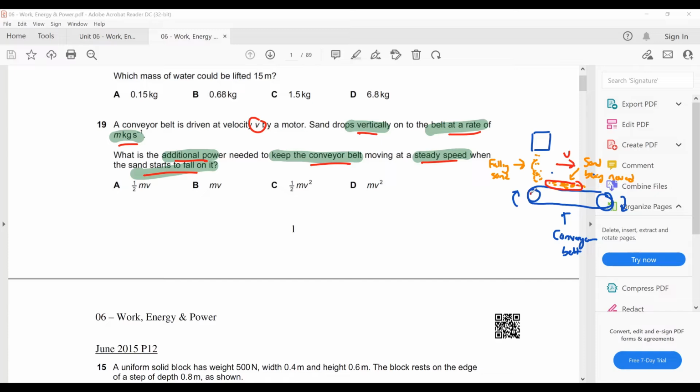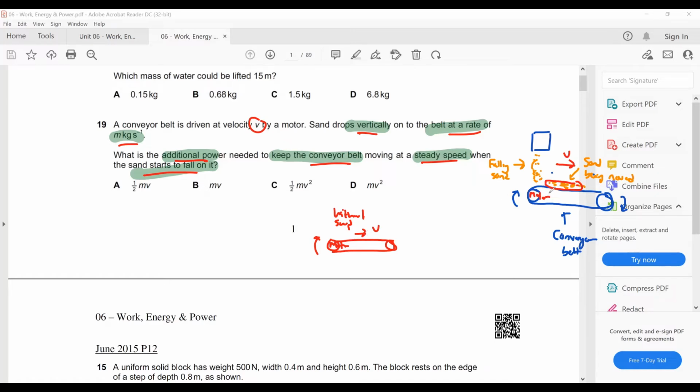It could be that this is your motor. So the motor turns, it causes the belt to move. All right. So what's the additional power that you need to keep the belt moving at a steady speed of v once you have sand falling and you move the sand along? All right. So the thing here is that without the sand, the motor is already turning and is causing your belt to move with v.